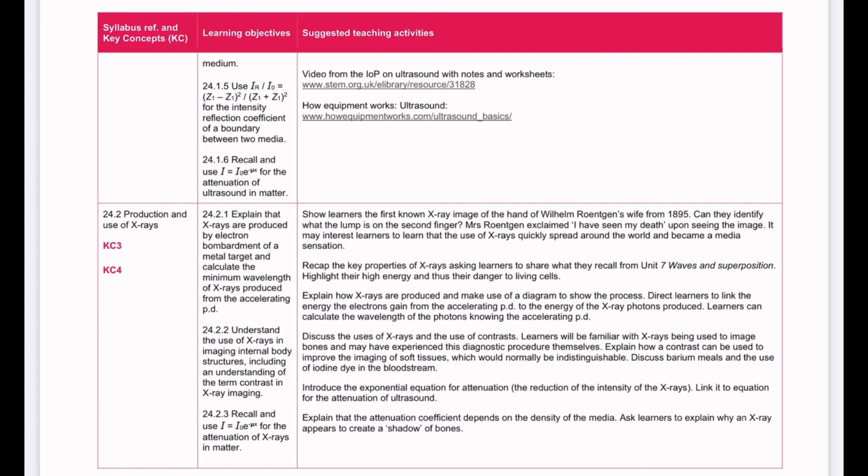Key concept 24.2. Production and use of X-rays. Learning objectives. 24.2.1. Explain that X-rays are produced by electron bombardment of a metal target and calculate the minimum wavelength of X-rays produced from the accelerating PD.